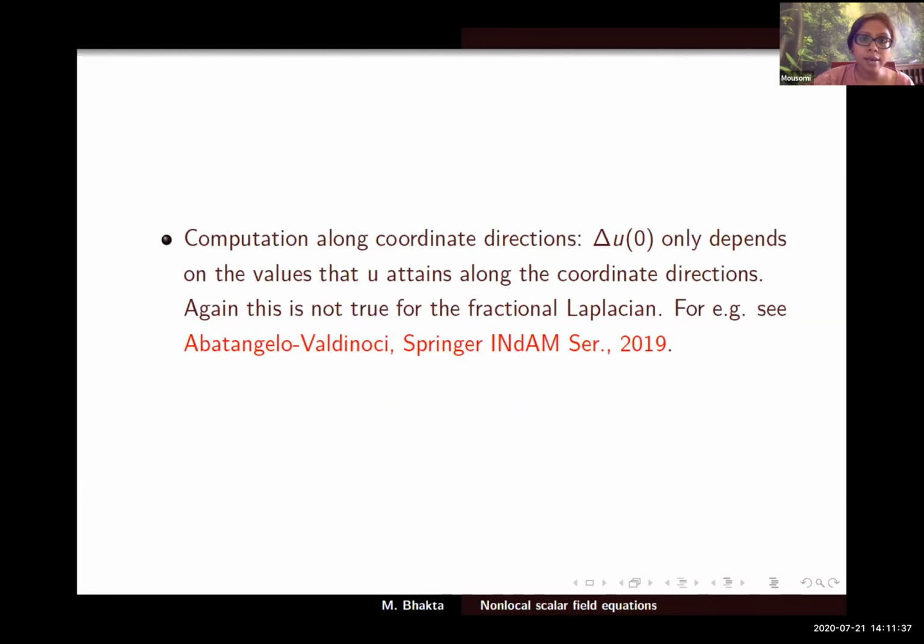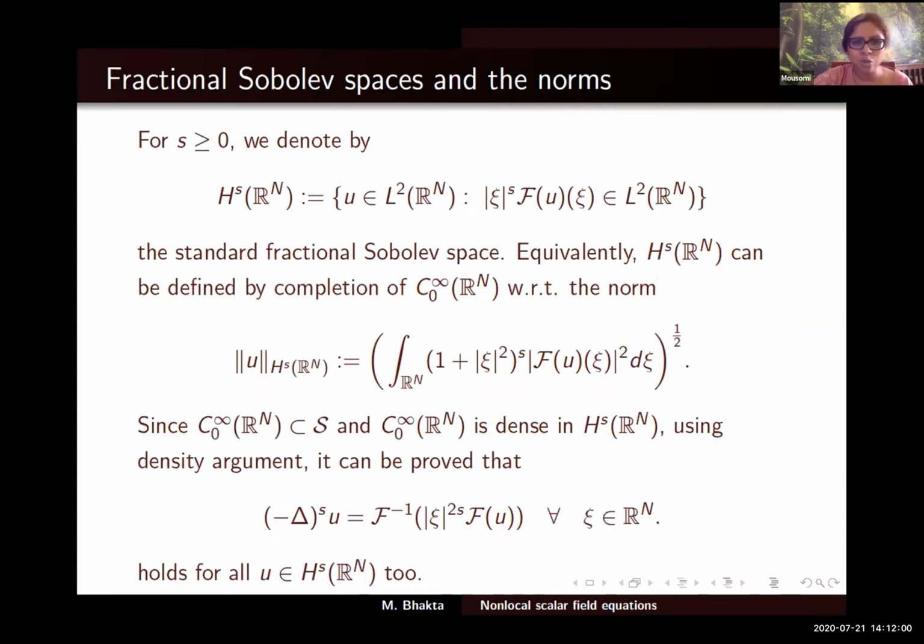Another obvious difference you must have observed is that for the Laplacian of u at 0 or any point, you need to know the value of u only along the coordinate axes, the coordinate directions. But for the fractional Laplacian, that is not true. You actually need the entire space R^n. There are many differences; I just wanted to show you a few of them.